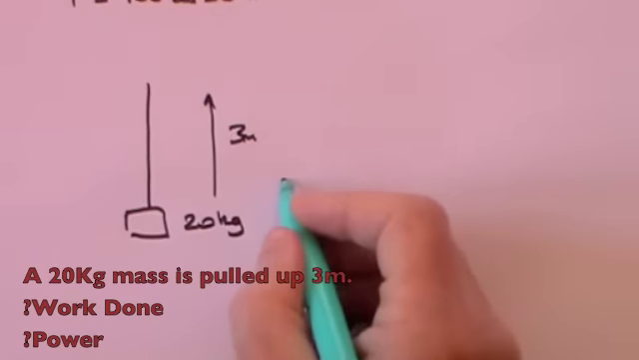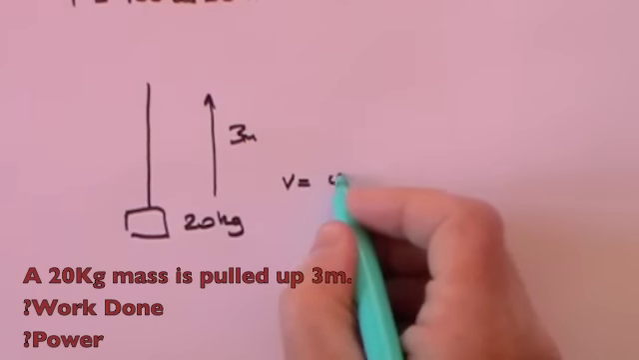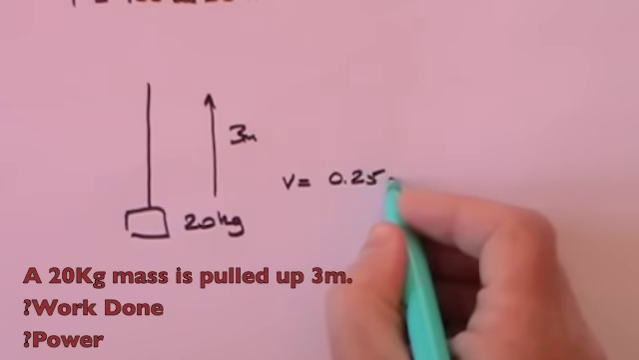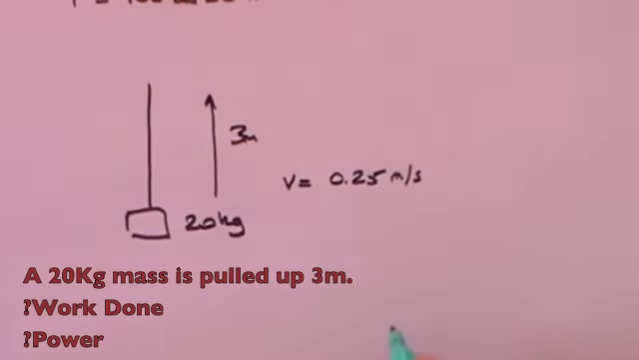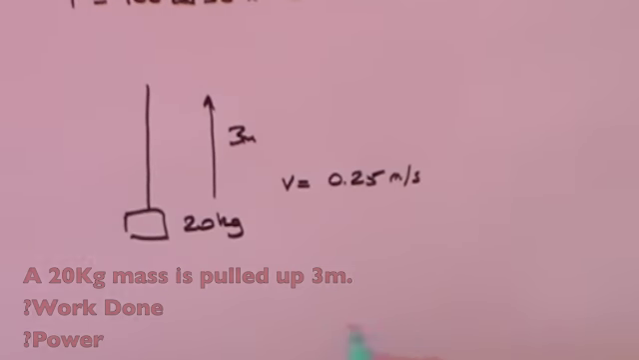Question 17. I'm going to pull up a total mass of 20 kilograms over a distance of 3 meters, and I'm going to do so with a velocity of 0.25 meters per second. And the question is, what is the work done and what is the power?